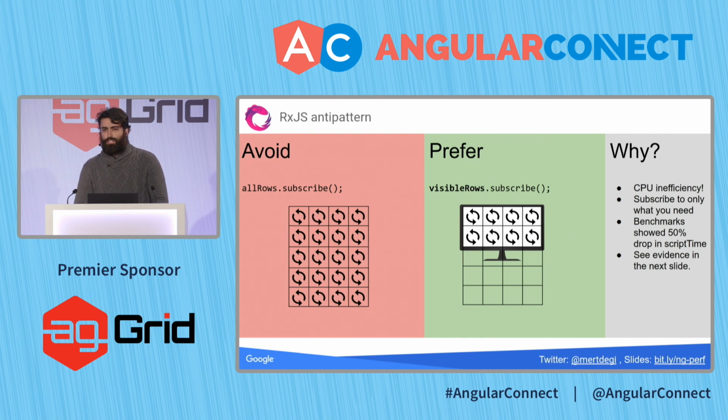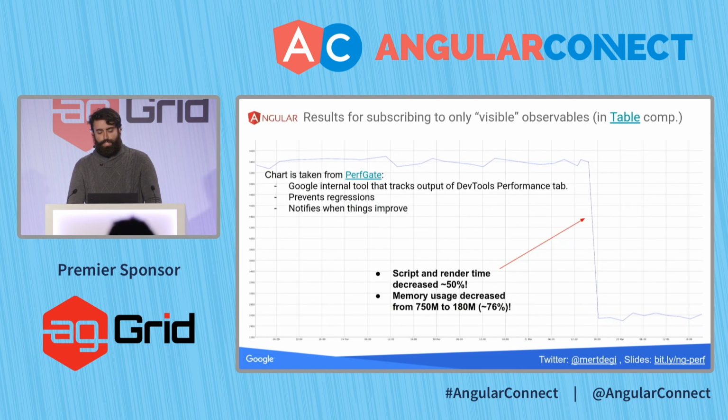And so how we track these changes is actually interesting. I kind of want to show you that too. We have this internal cool tool called PerfGate. What PerfGate does is it tracks the output of developer tools, like script time, render time, and it records it. And we have CL, like a change list or a commit-based tracking on that. So if there's an improvement, we get a bug filed. If there's a regression, we get a bug filed.